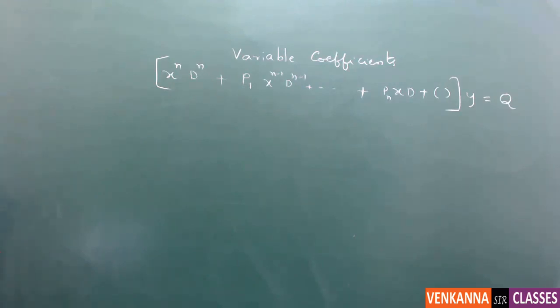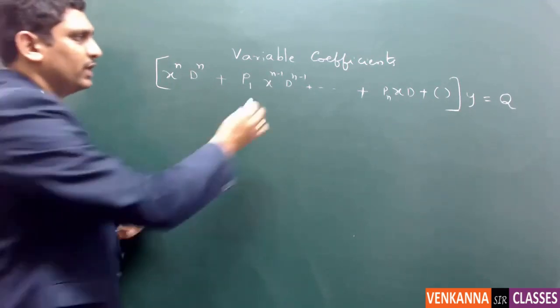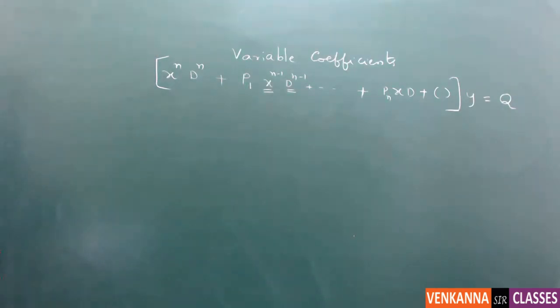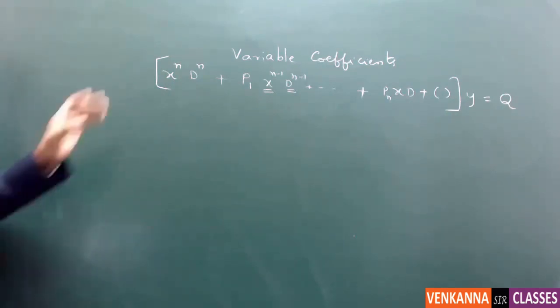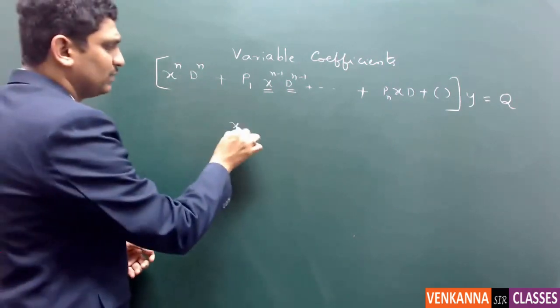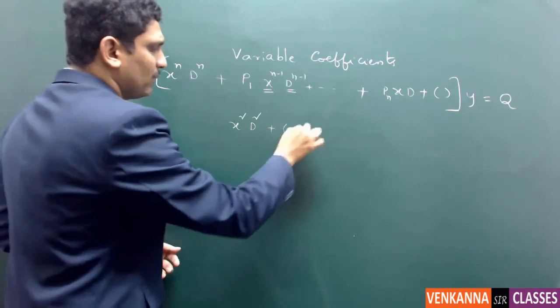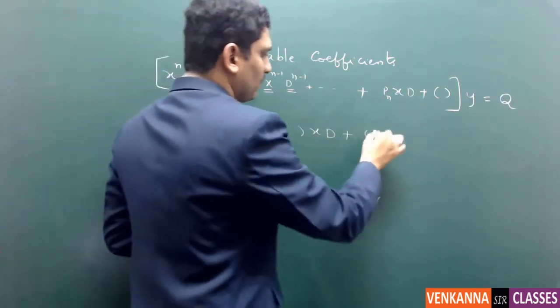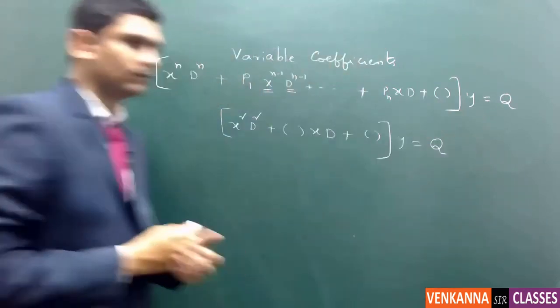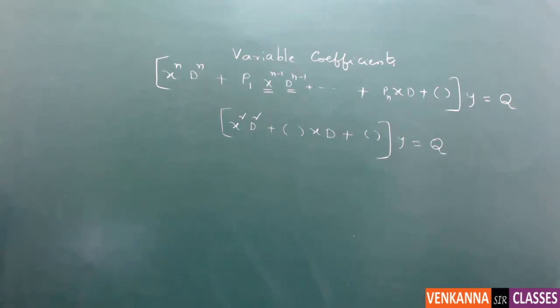In a simple manner, since we are discussing second and third order differential equations, the simple technique to follow is that the power of D and x must coincide. If the given equation is not in that form, we try to convert it into that form and solve the equation. So we can simply say like this: x^2 D^2 plus some constant into xD plus some value of y is equal to Q. So it is a second order differential equation, which is a Cauchy-Euler equation.